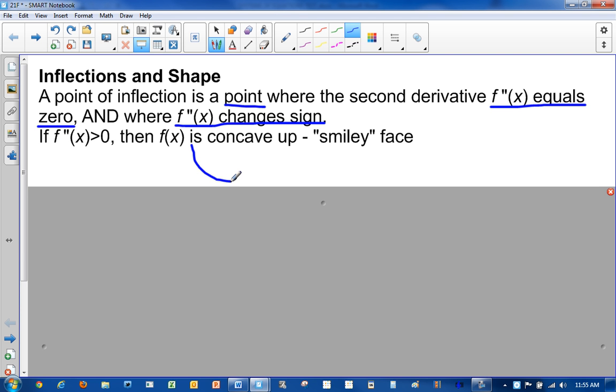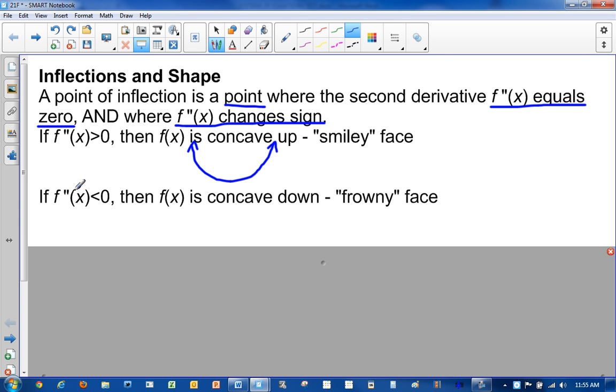And then once I get past a slope of 0, if I still want to increase the slopes, well, now the slopes are becoming positive. Not very positive, but positive. And then they're getting more and more positive. Okay? And if I do that, that looks like a smiley face. So I basically say if the second derivative is greater than 0, that's called concave up, meaning that the curve opens upward and it looks like a smiley face. All right.